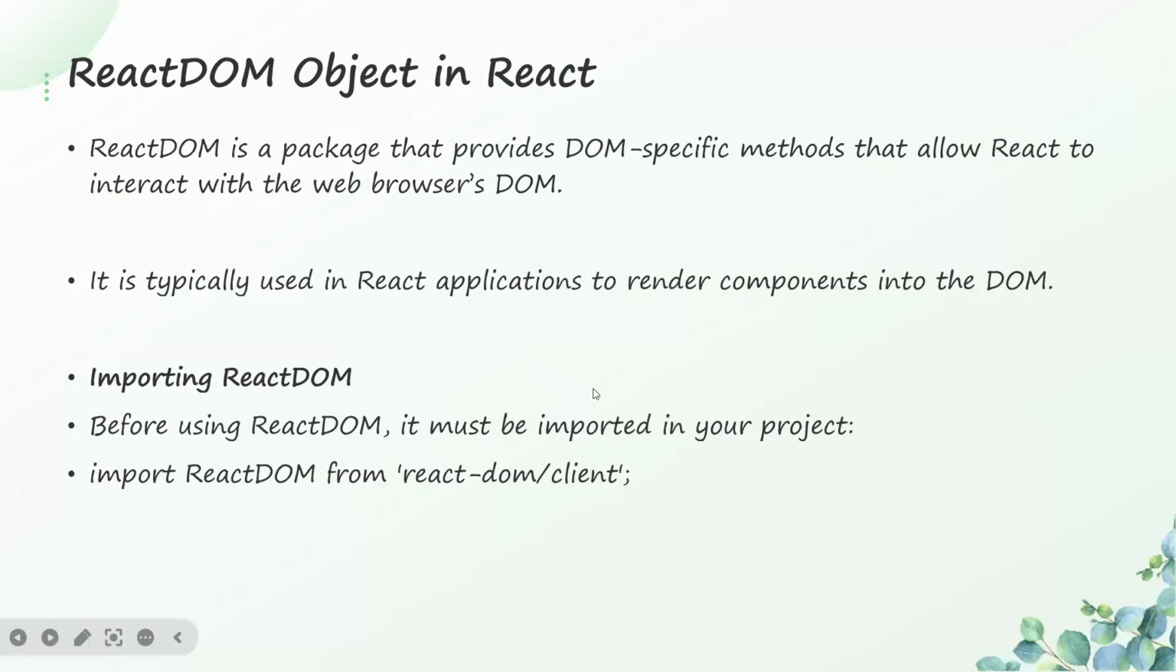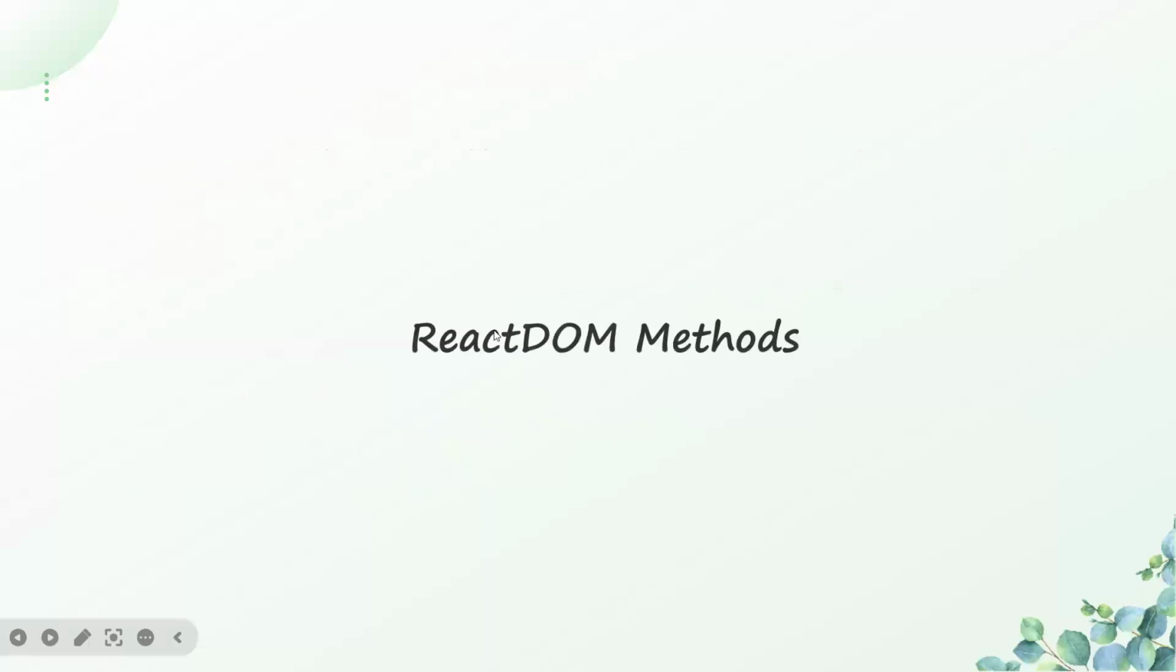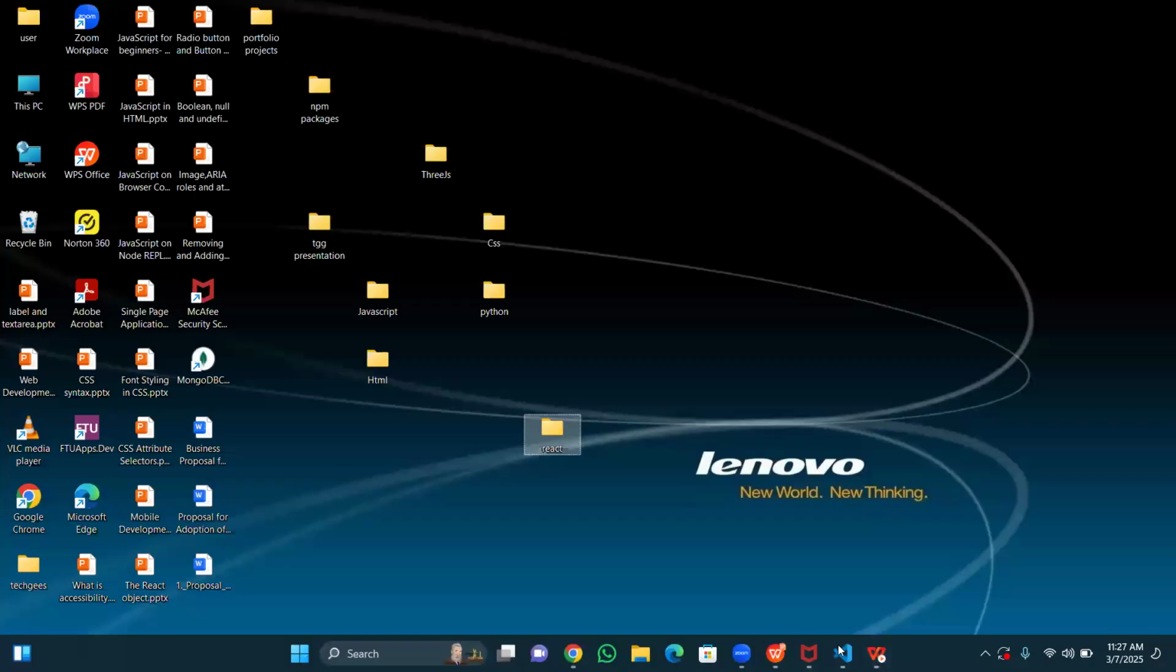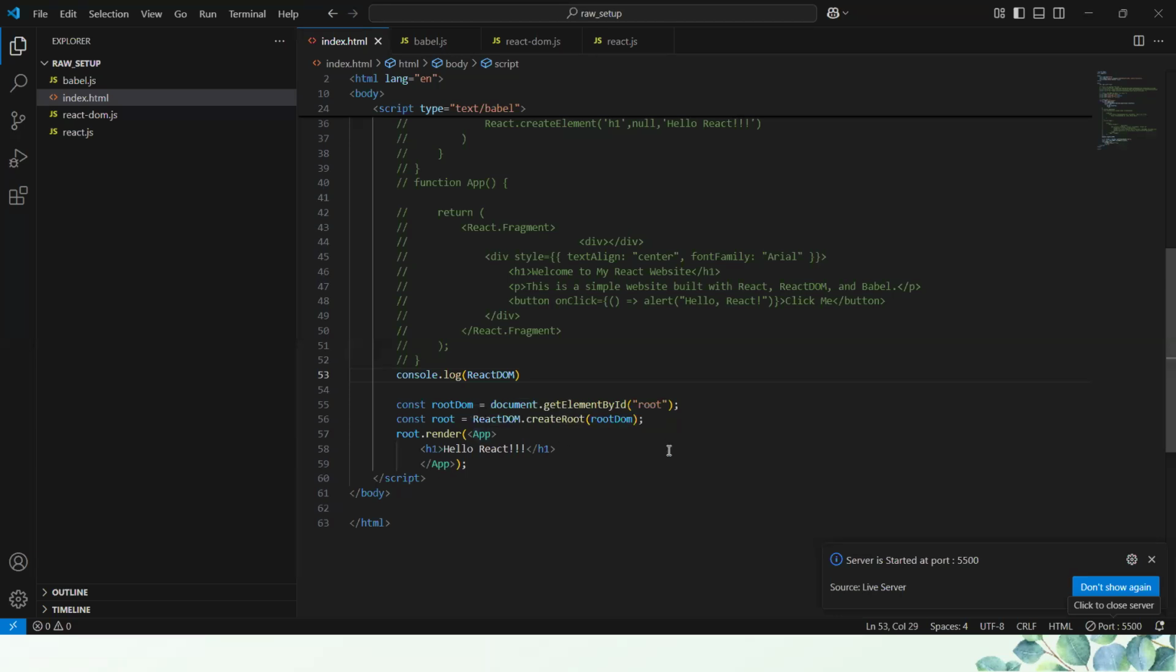So now we have seen the ReactDOM object. Let us take a look at some of the methods that are available. The first one is the createRoot. This is the modern way of using ReactDOM. If you go back to our code, you will see that here we said ReactDOM.createRoot. This createRoot is expecting an element. Now this is the root element.